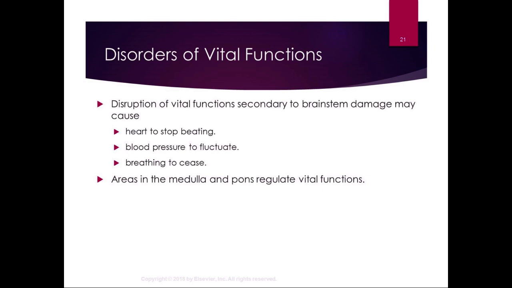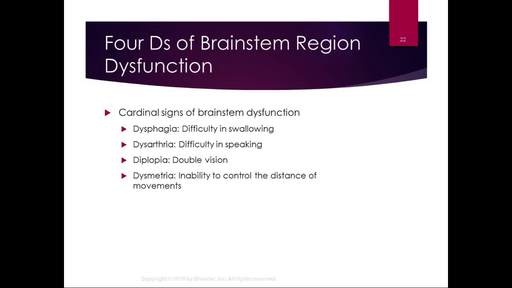Your blood pressure to fluctuate, and that's really not a good thing, and breathing to cease. There are areas in the medulla and the pons that regulate vital functions. So a brainstem injury can kill you. So it's very serious because so many important functions are being controlled in the brainstem.